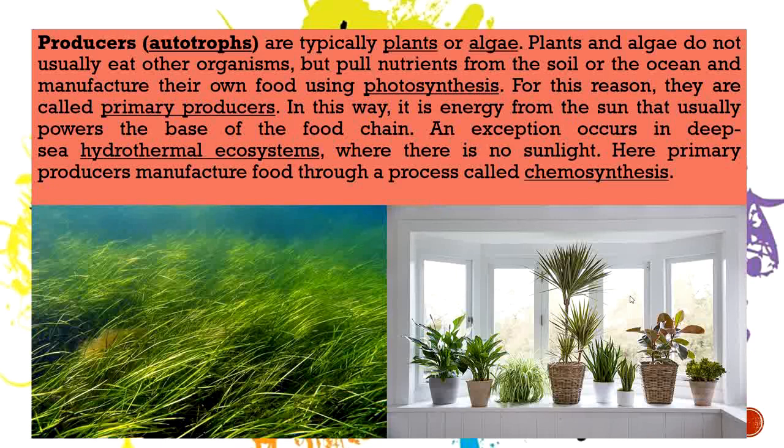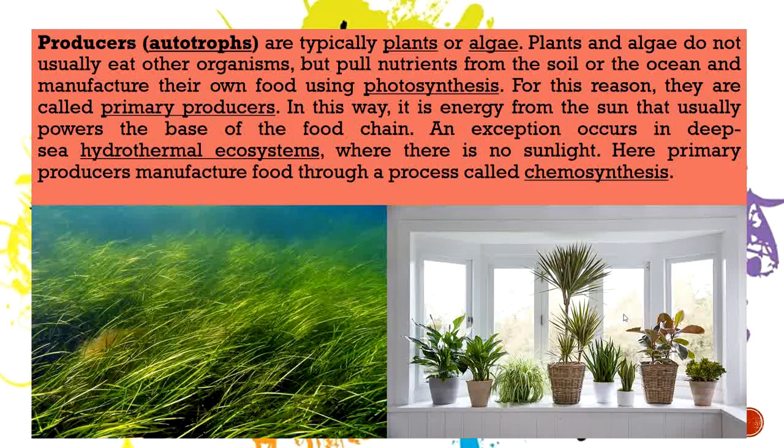An exception occurs in deep sea hydrothermal ecosystems where there is no sunlight. Here, primary producers manufacture food through a process called chemosynthesis. So pretty much all I want you to remember is that the producers are the plants that we have here. Plants or algae, it depends. Producers are also known as autotrophs. So where do these plants or green leafy things get their food or their energy? They get it from the sun. They are the primary source of our energy, these producers.